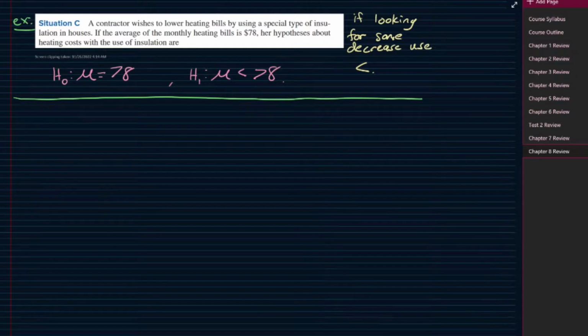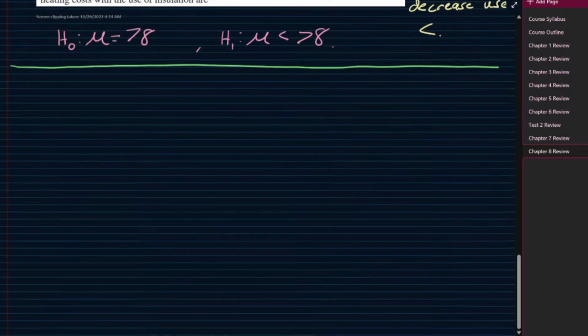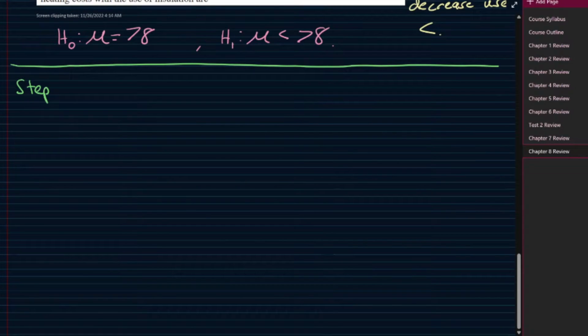Okay, so step 2, we've got to find the critical values, or value.